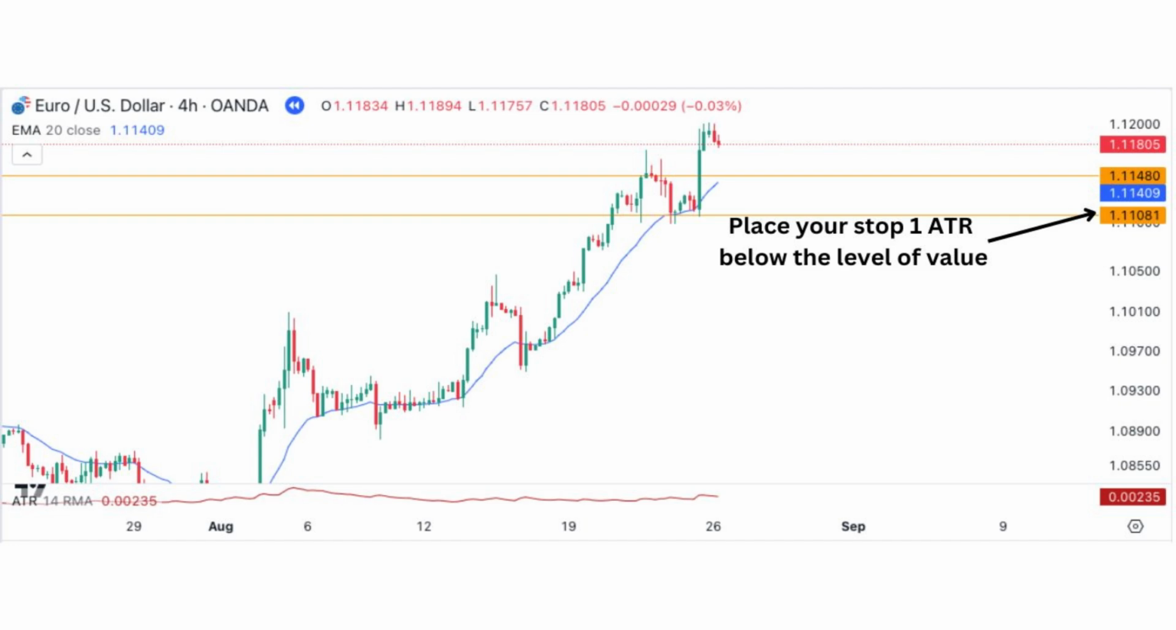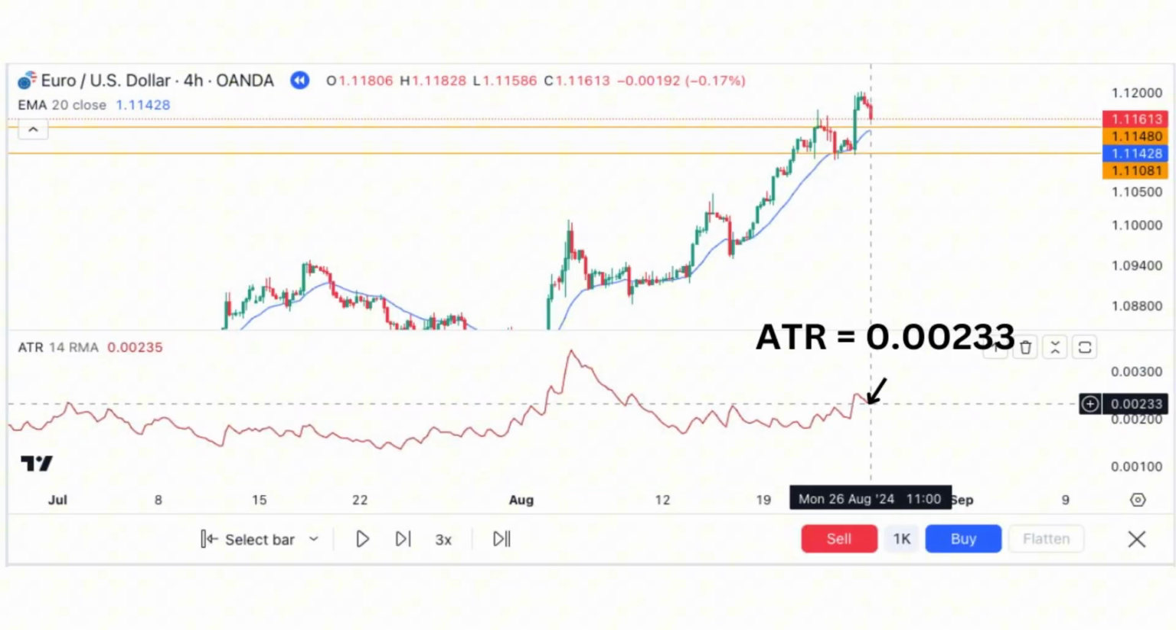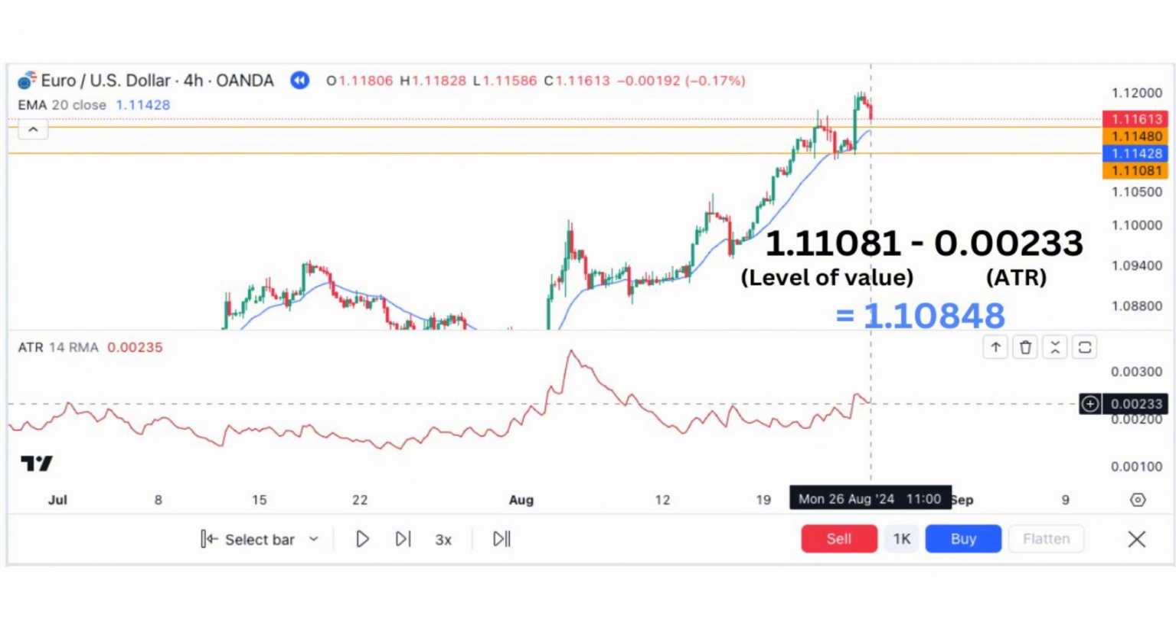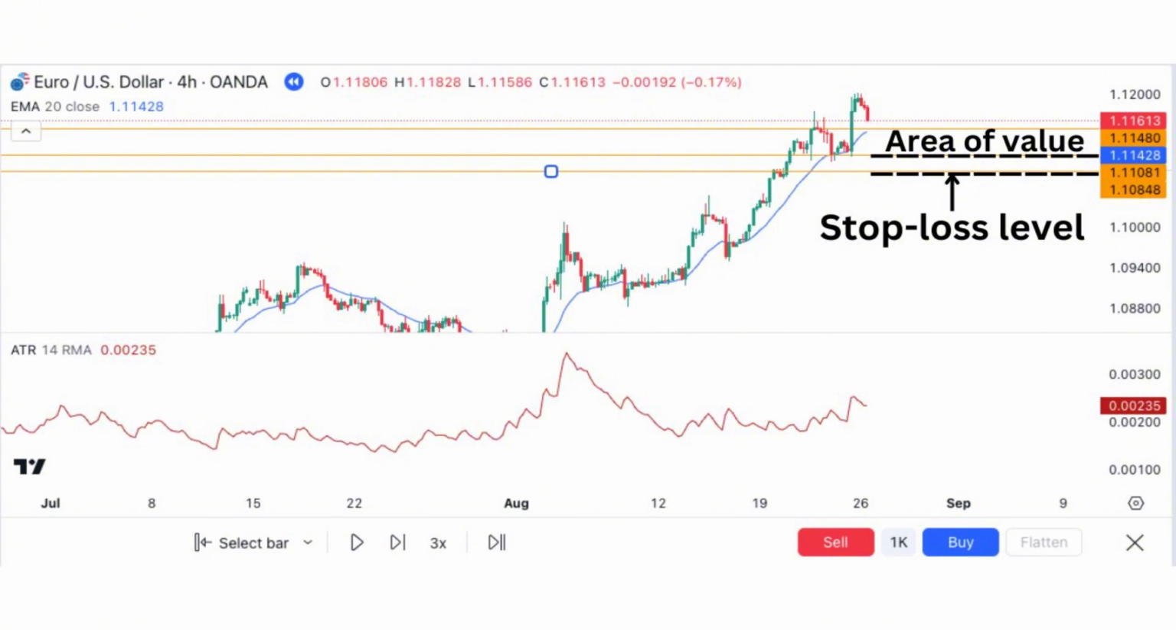So you would then place the stop loss 1 ATR below the area of value, or the area where your trade would be invalidated. Again, this is 1.11081. And at this point, the ATR is 0.00233. You would therefore subtract the ATR from that level, which would be 1.11081 minus 0.00233, which equals 1.10848. And it's pretty simple. It means that you've now set your stop loss far away from the noise, that it gives you some breathing room, but it's not too far away that you're going to be risking too much money.